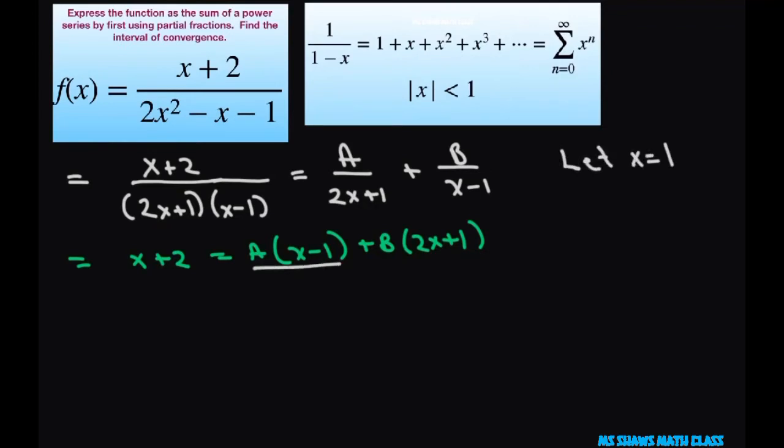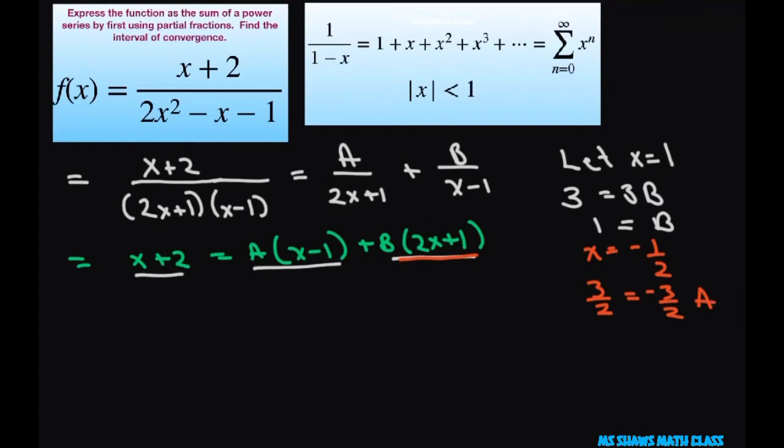And that's going to clear my a out. So when I substitute in 1, I'm going to get 3 for this. And I substitute in 1 for this, I'm going to get 3 equals 3b. Therefore, b equals 1. Now let's let x equal negative 1/2. So that will clear the b. And this is going to give you 3/2 equals negative 3/2 a. So a is going to equal negative 1.